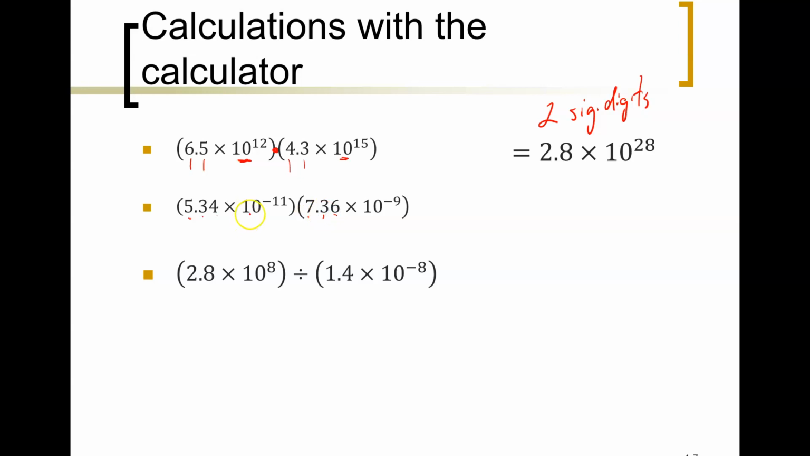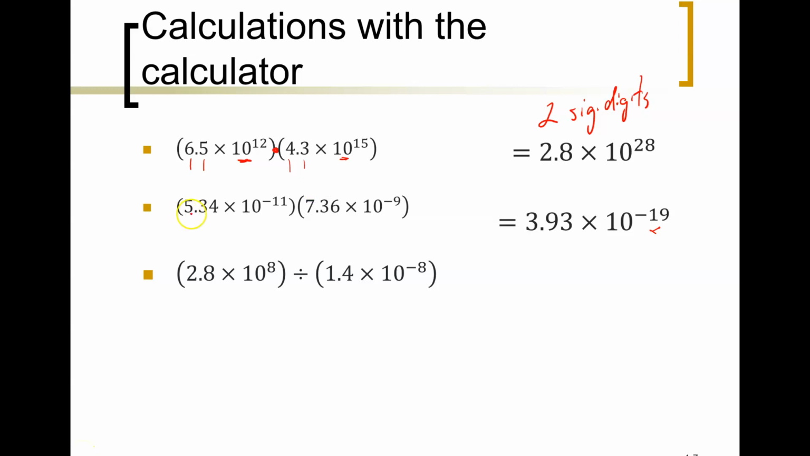And we have to add negative 11 and negative 9. And this number will not be between 1 and 10. It was higher, so you must bring it back to a number between 1 and 10 and reduce the exponent. Let's take a longer look at that one, okay?